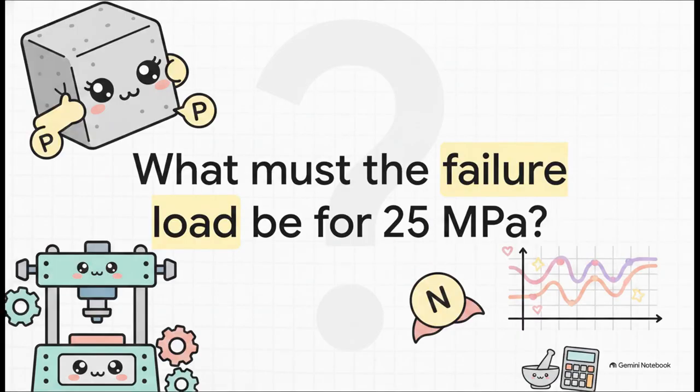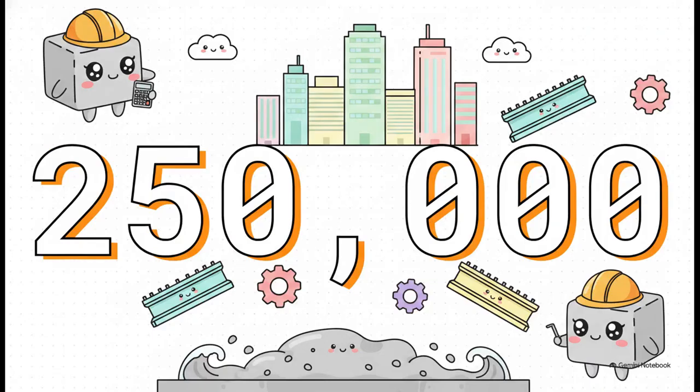Last one, question 3. Let's test your statics math backwards using the formula we just learned. If you have a 100 by 100 millimeter cube and you really need it to achieve a target compressive strength of 25 MPa, what must the minimum failure load, P, be in newtons? Let's work it out together. The area of a 100 millimeter cube is 10,000 square millimeters. We already know 25 MPa is 25 newtons per square millimeter. So, rearranging our formula, we just multiply the area by the required strength. 10,000 times 25 gives us a required failure load of 250,000 newtons.